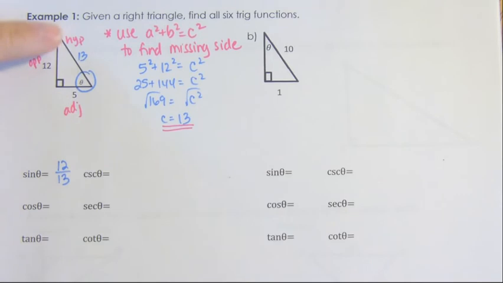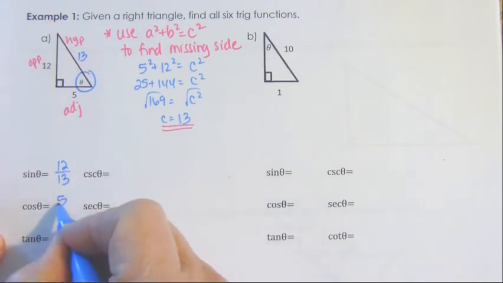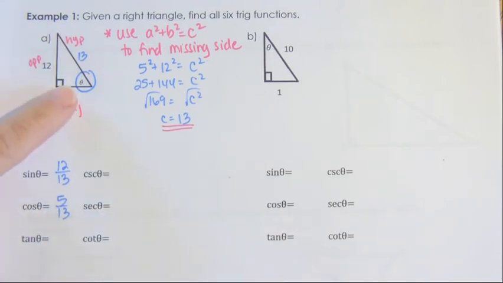Cosine is adjacent over hypotenuse. And tangent is opposite over adjacent. I'm just going to leave those as fractions right now.